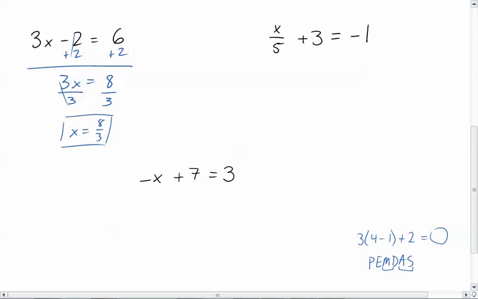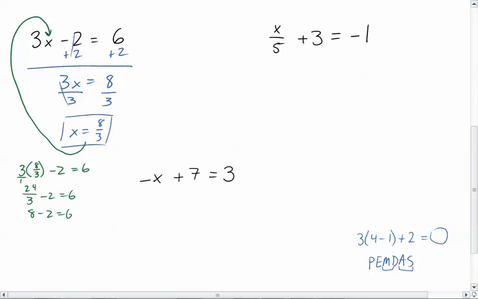Actually, sorry, we should check this. How do we check? Well, we take the 8/3 and we put it in for x. So we go 3 times 8/3 minus 2 equals 6. When we multiply, remember you multiply straight across. I'm going to make this a 3/1. So 3 times 8 is 24/3 minus 2 equals 6. 24/3 is 8, minus 2 equals 6. And sure enough, that is correct. All right, so let's go ahead and look at the next one.